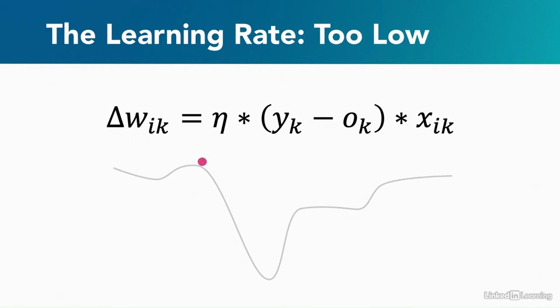Let me show you 6 updates of a weight in this error function considering a learning rate that's too slow. So pay attention to the marble. 1, 2, 3, 4, 5, 6. The marble will eventually find a minimum. It will take a long time, and it may get stuck at the first local minimum it finds. This could be much better.